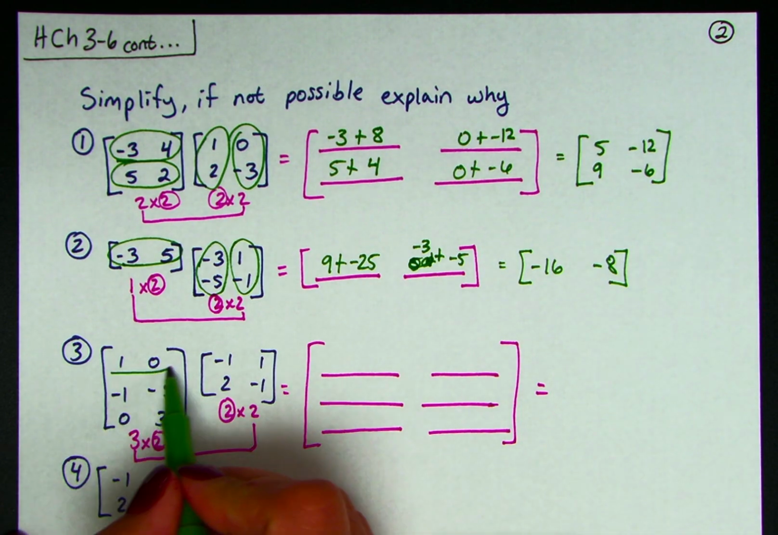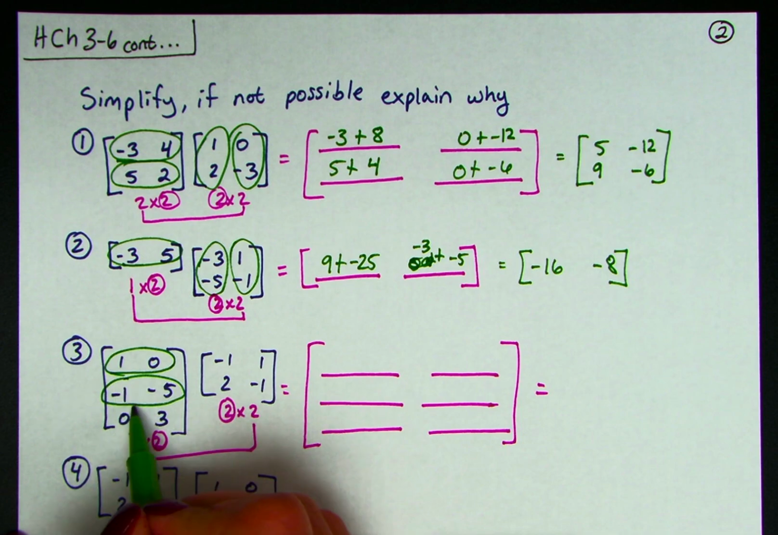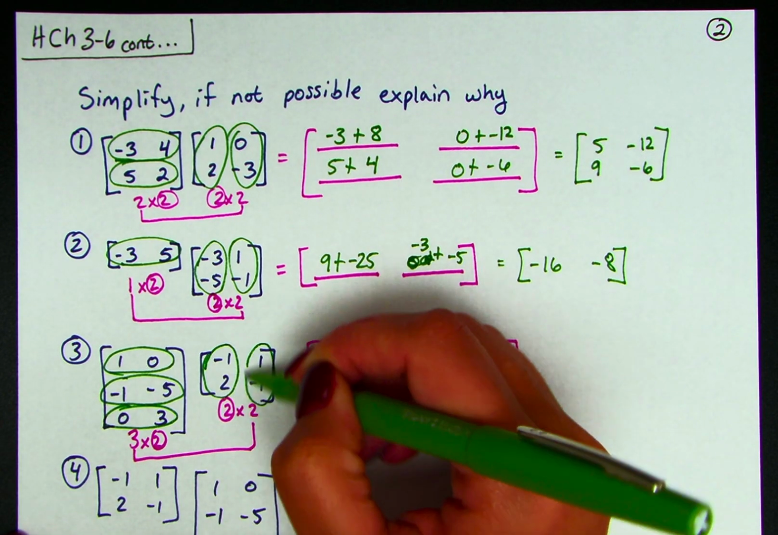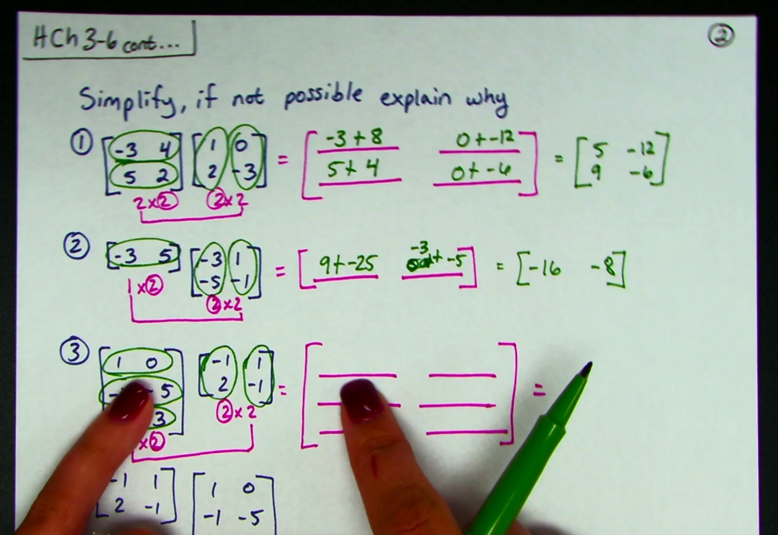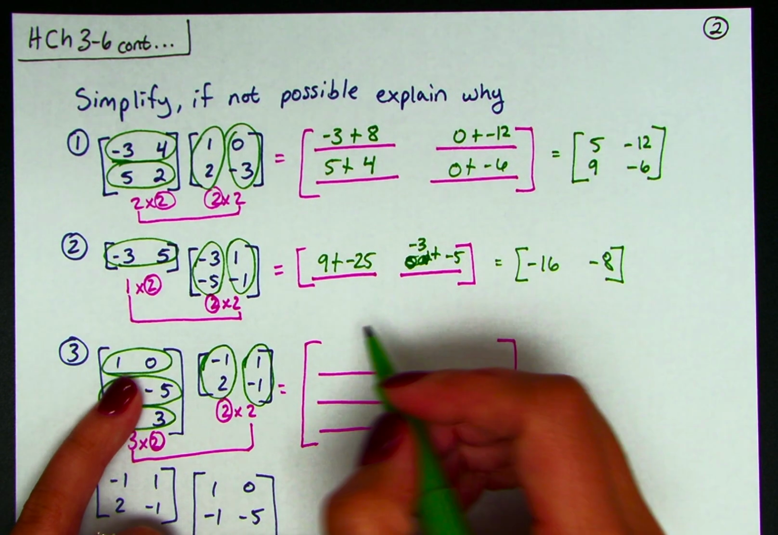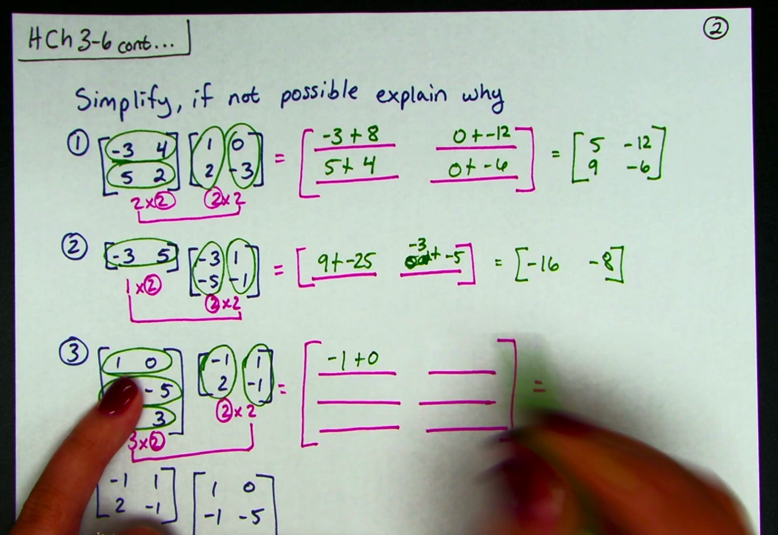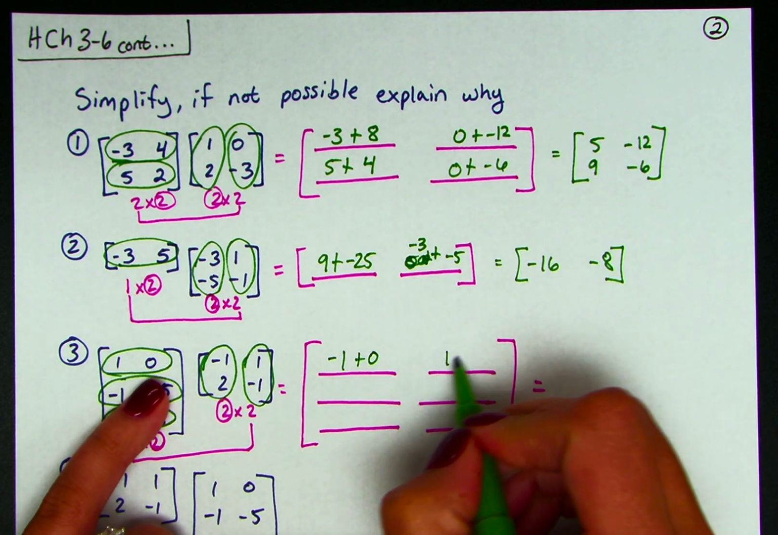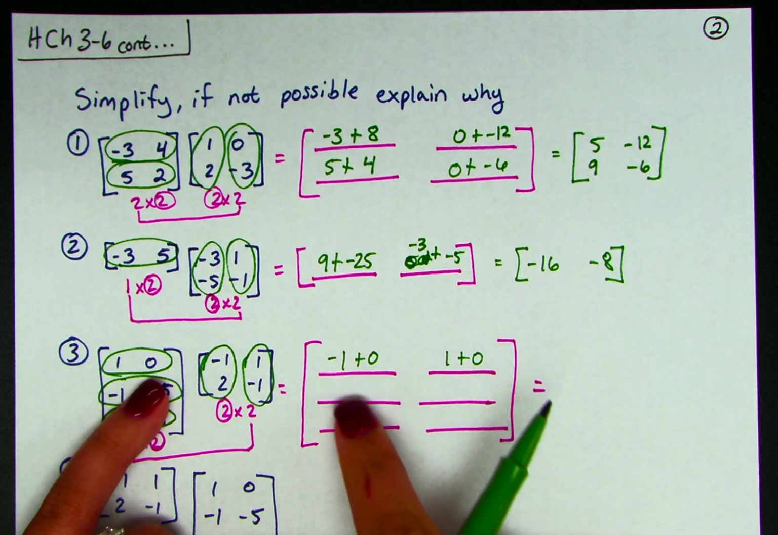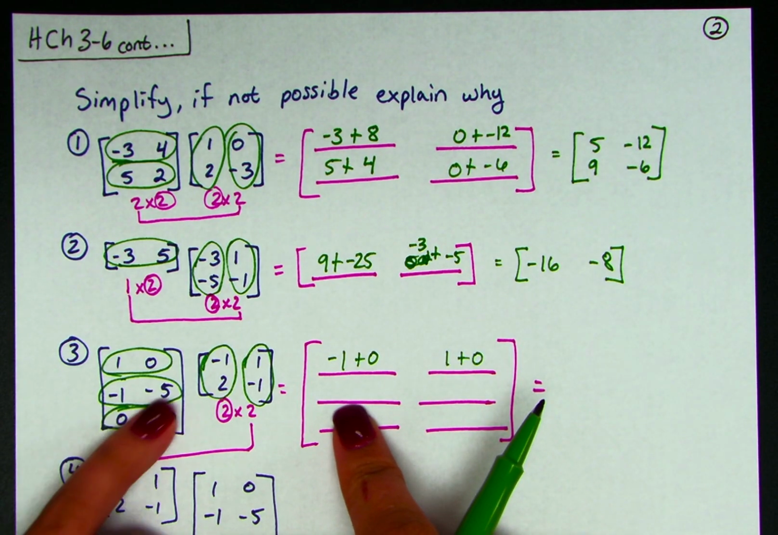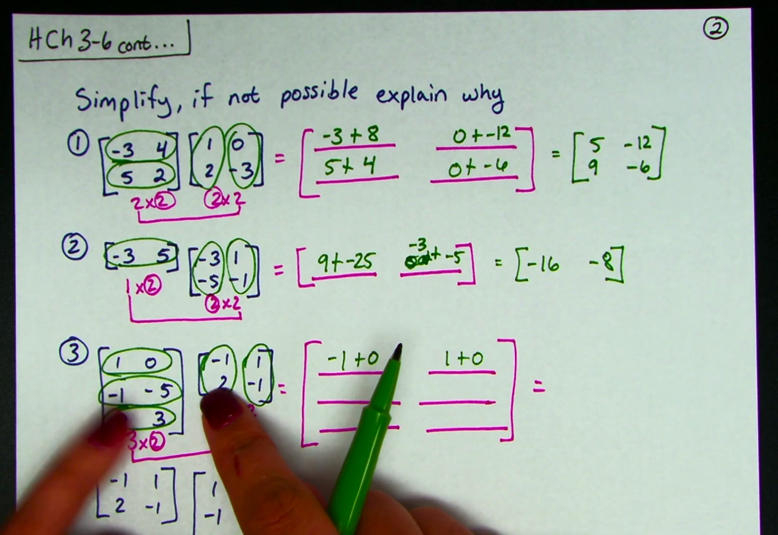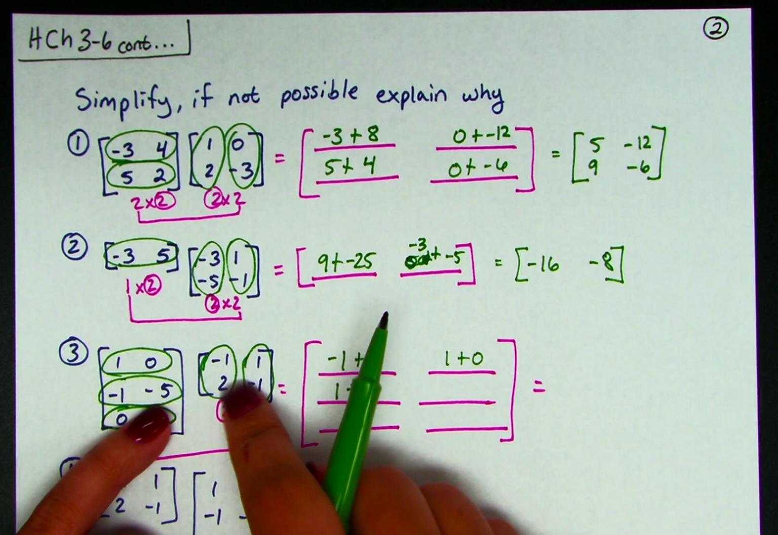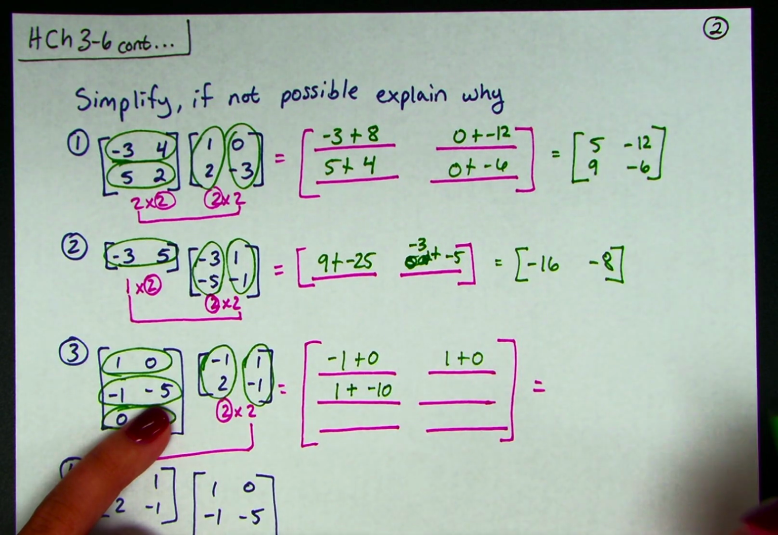All right, so again, I'm going to circle the rows in my first matrix, and then I'm going to circle the columns in the second. Okay, so row 1, column 1 will give me -1 plus 0. Row 1, column 2 will give me 1 plus 0. Okay, I'm in the second row, so I'm moving down to the middle, back to my first column. -1 times -1 is +1. -5 times 2 is -10.